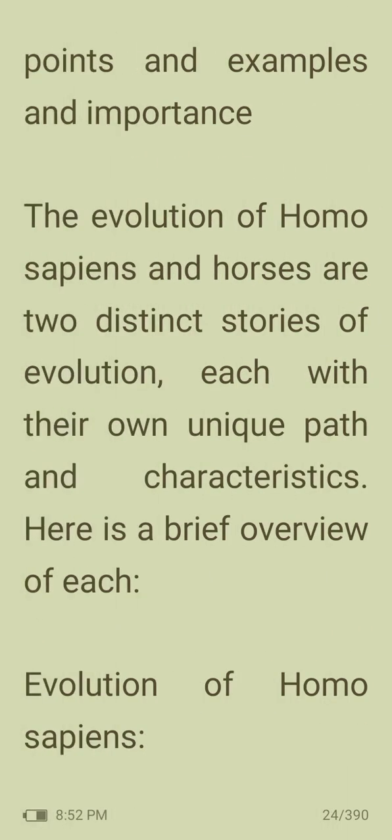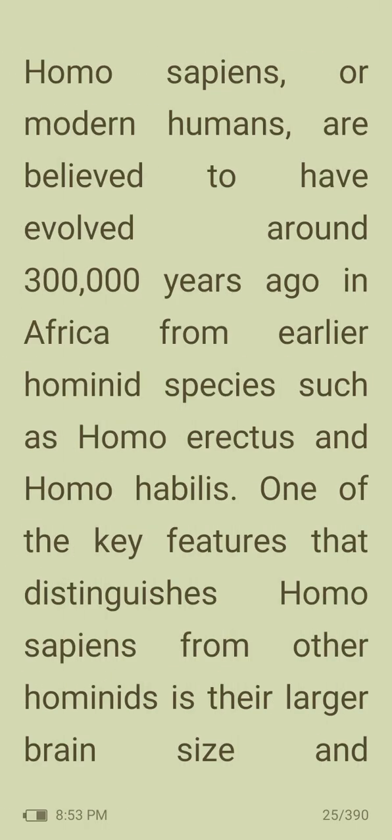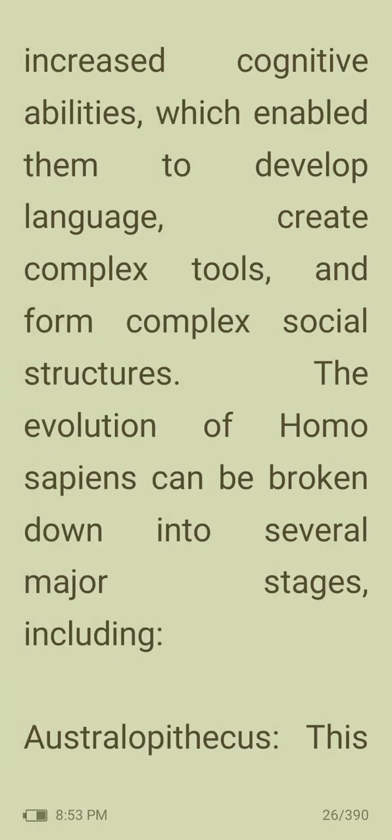So once again, the evolution of Homo sapiens and horses are two distinct stories. First, Homo sapiens, modern humans, are believed to have evolved around 300,000 years ago in Africa from earlier hominid species such as Homo erectus and Homo habilis. One of the key features that distinguishes Homo sapiens from other hominids is their larger brain size and increased cognitive abilities, which enabled them to develop language, create complex tools, and form complex social structures.